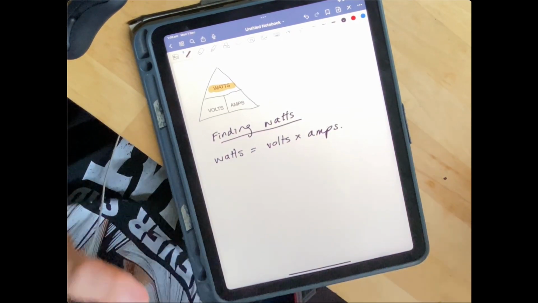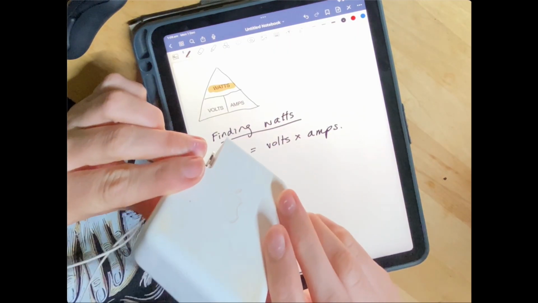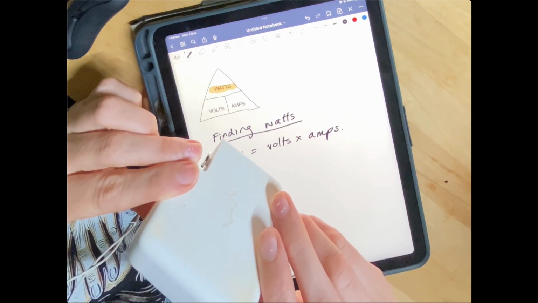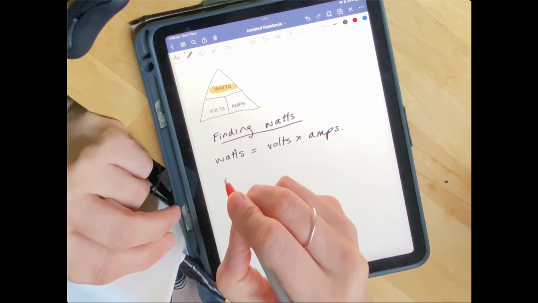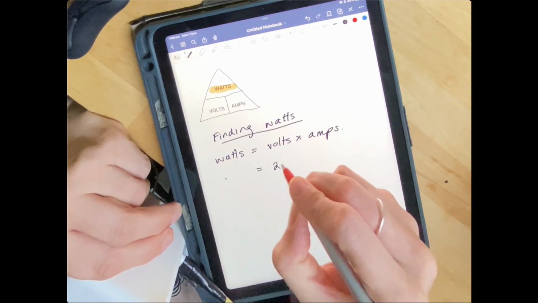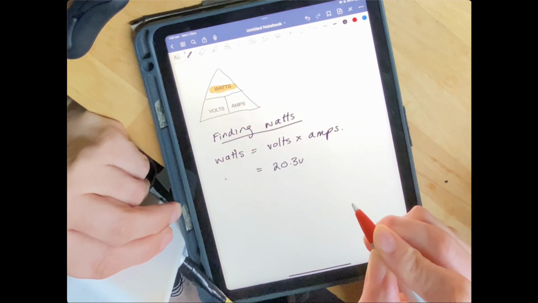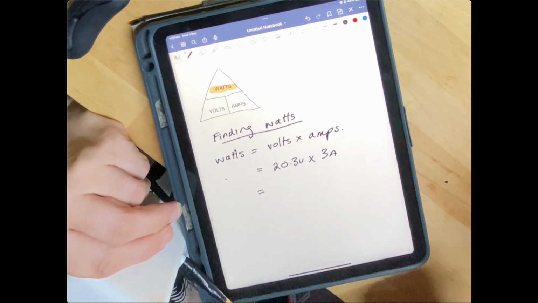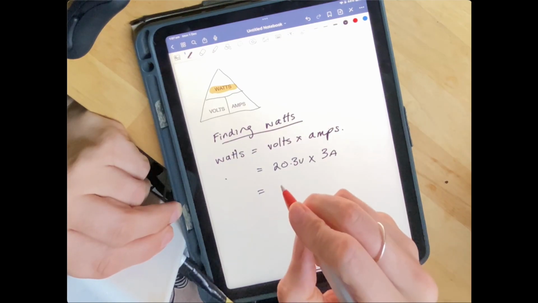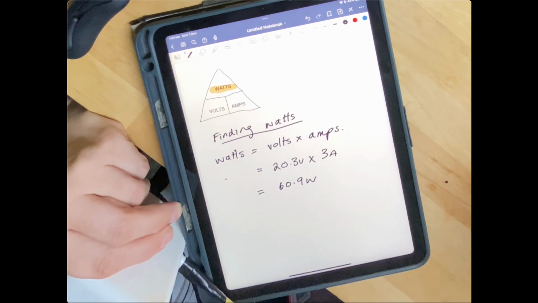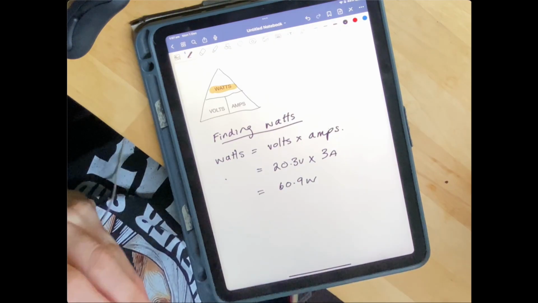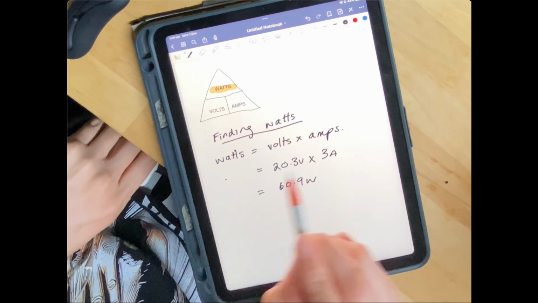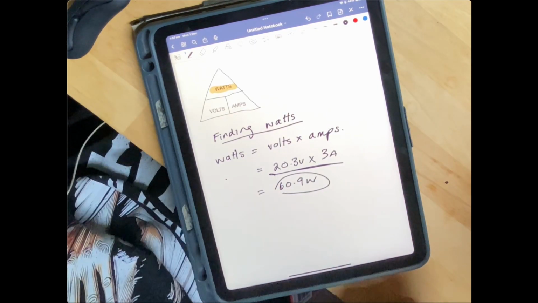All right, let me just look at my handy dandy charger here. It tells me that the output of this charger is 20.3 volts. So let's do this, 20.3 volts. And it says the amps are 3 amps. Okay, so 20.3 times 3 is 60.9 watts. And what do you know? Apple sells this charger as a 61 watt charger. Wasn't that easy? We had the volts and the amps, and that allowed us to figure out the wattage.